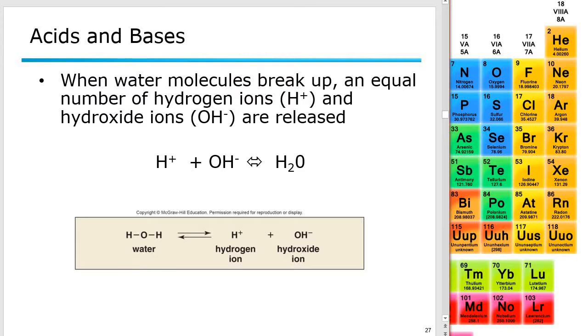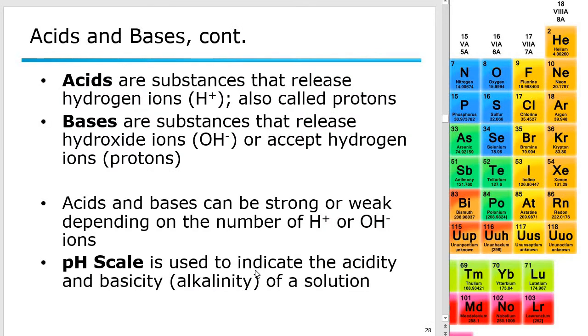Now if you add these two together, you'll see that we come up with water. So here we have two H's and an O. We have a positive and negative. If those were to covalently bond, we end up with water. So water can break apart into hydrogen ions and hydroxide ions, or it can form back into water. And this is a process that's constantly going on in liquids.